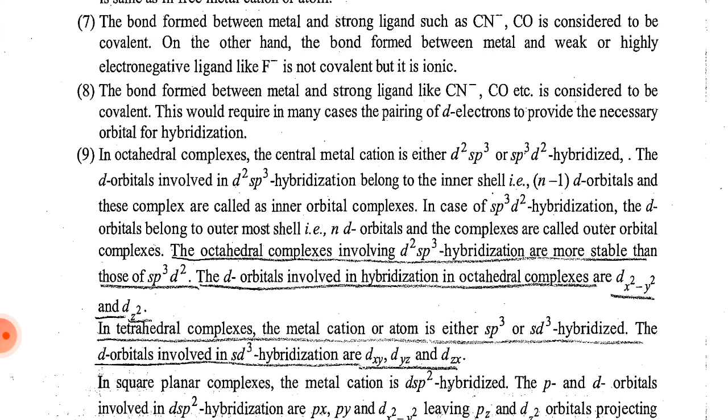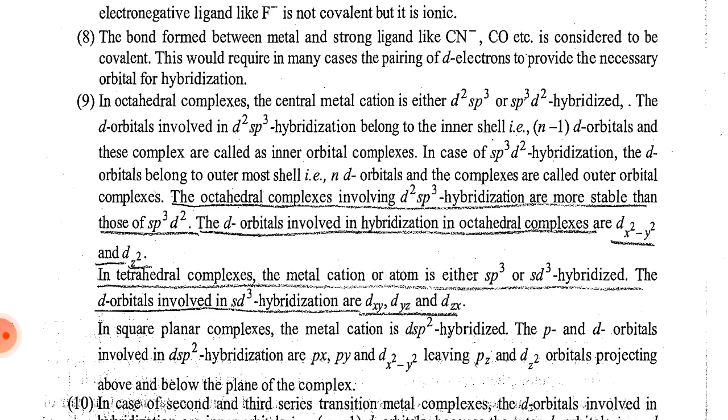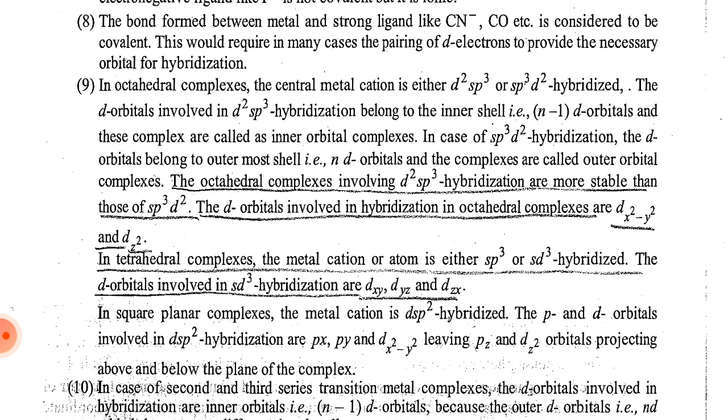Seventh, the bond formed between metal and strong ligands such as CN- and CO is considered to be covalent. On the other hand, the bond formed between the metal and weak or highly electronegative ligands like fluoride is not covalent, but ionic. The bond formed between metal and strong ligands like CN-, carbon monoxide, etc. is considered to be covalent. This would require in many cases the pairing of d electrons to provide the necessary orbitals for hybridization.